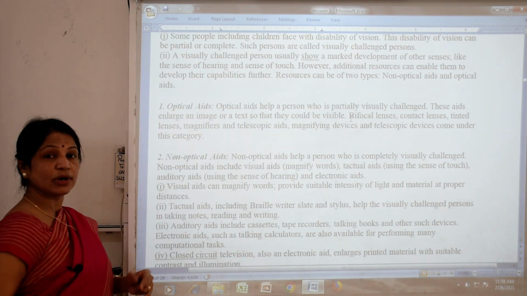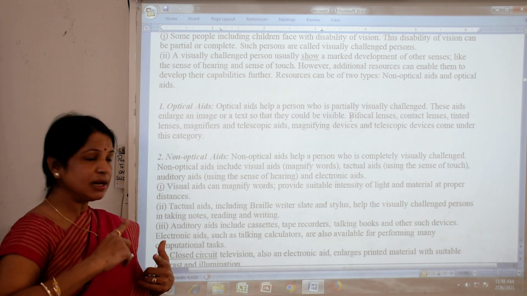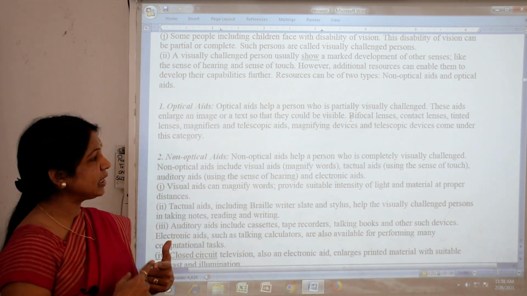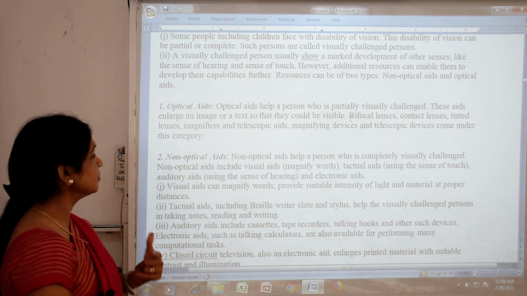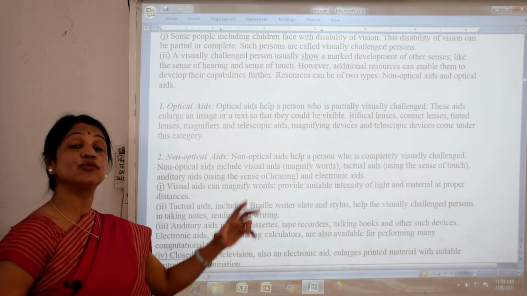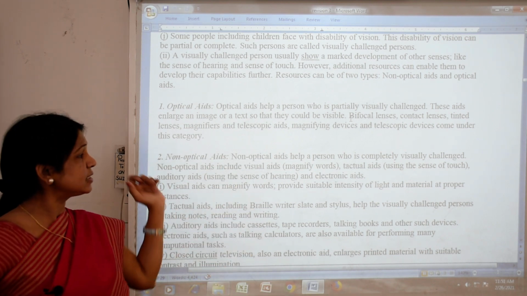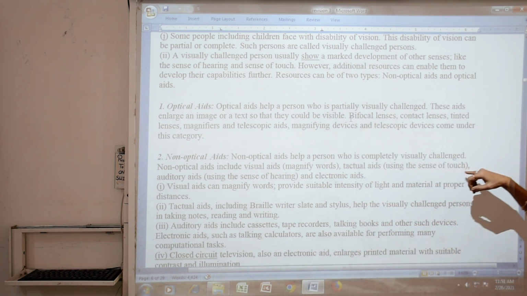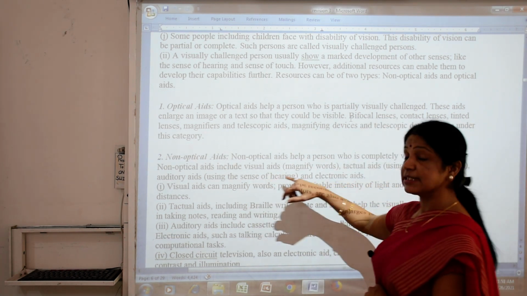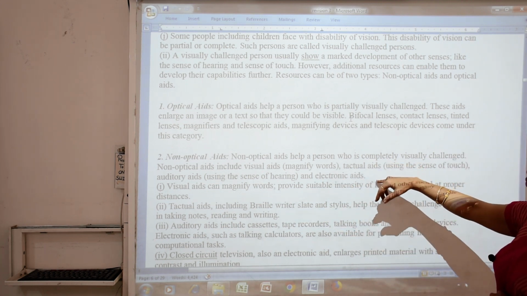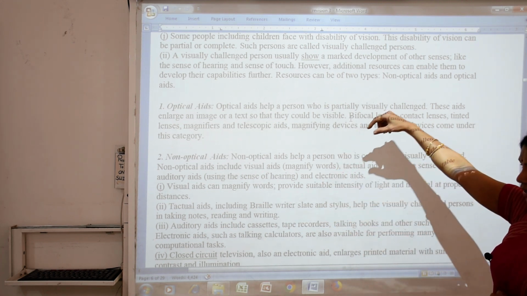Non-optical aids. What are non-optical aids? They help a person who is completely visually challenged. Non-optical aids include tactual aids, using the sense of touch, aids using the sense of hearing, and electronic aids.